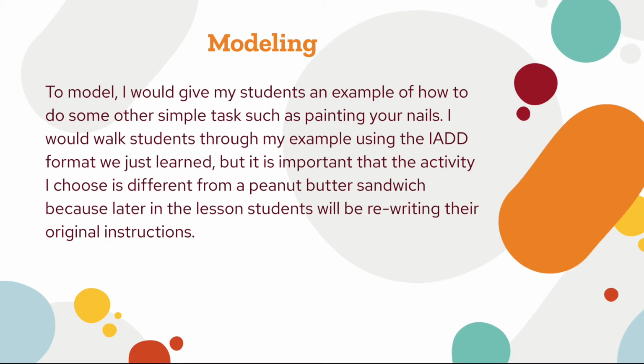As for modeling, I want to give my students an example of how to do a different simple task. The first one that comes to mind for me is painting your nails, and it's important that this example is different than making the sandwich, because that is going to come back later as an activity. They'll be rewriting their original instructions, and I don't want them to just copy what I say, but they still need an example, so painting your nails would be a good one.